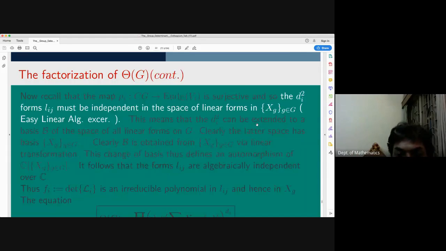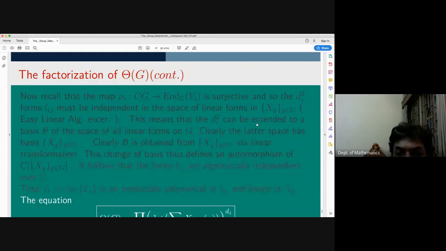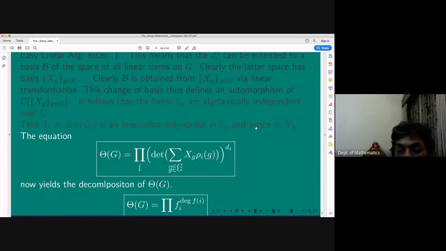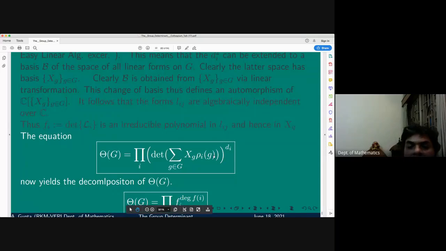As a consequence, this decomposition arises just when you restrict this polynomial valued operator, sigma xi sigma xg times rho g, to these minimal invariant subspaces. You get the factorization. And we have also used one fact here: if you have algebraically independent variables, then the determinant of a matrix with algebraically independent variables is irreducible.